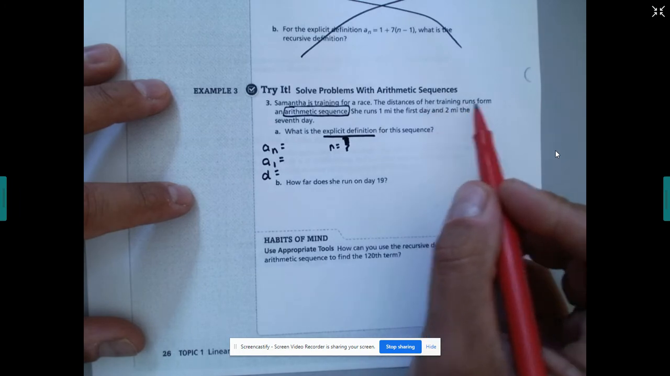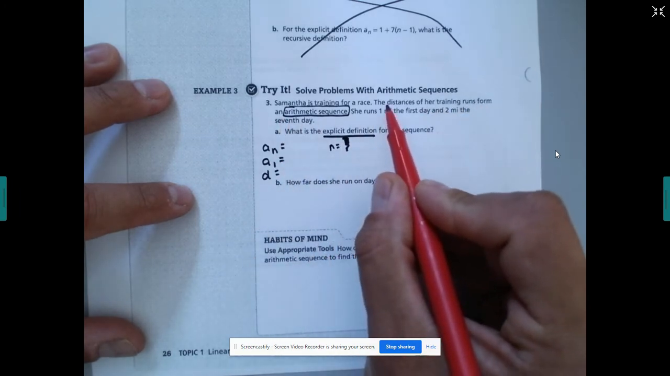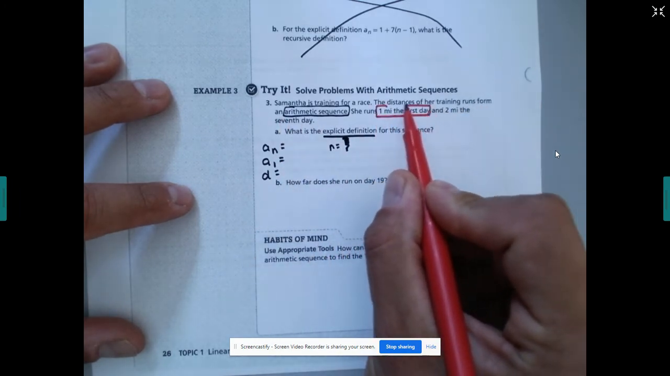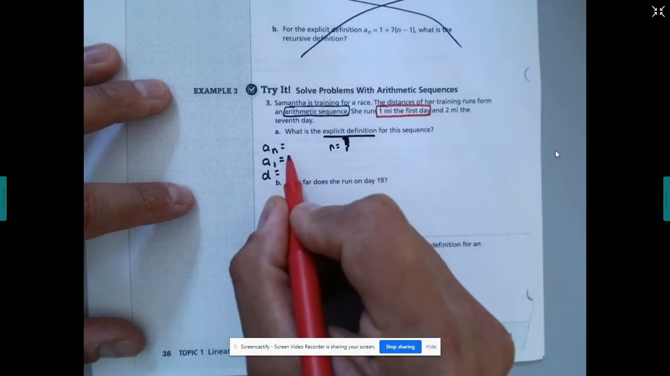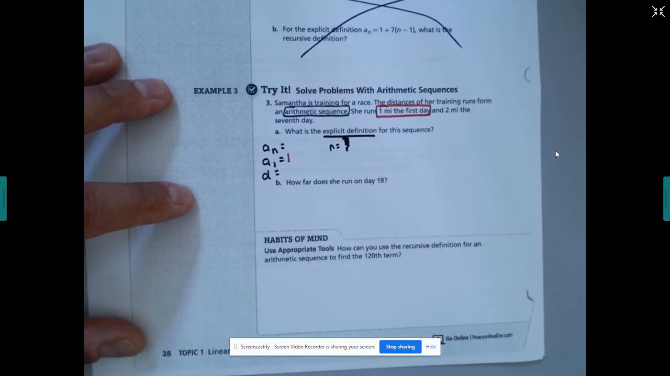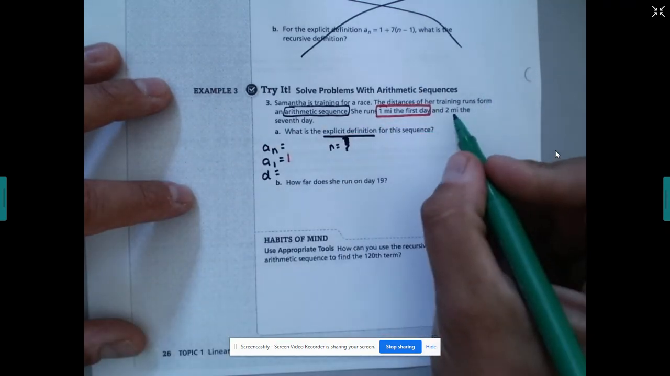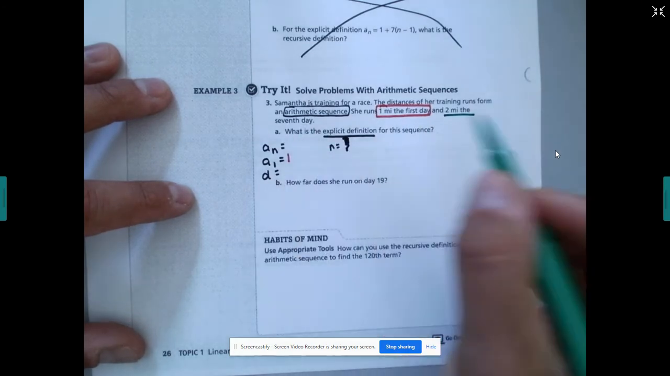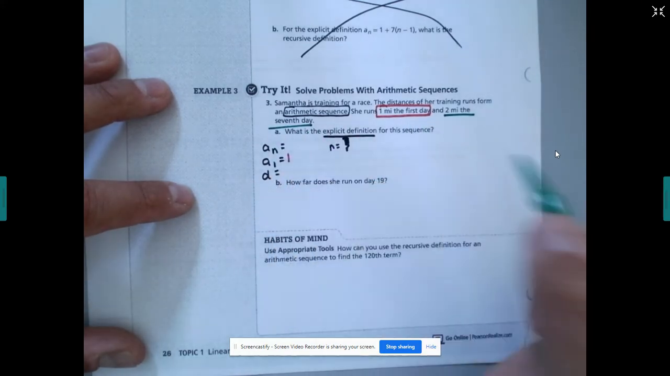The distances of her training runs form an arithmetic sequence. She runs 1 mile the first day. So A1 is 1. She runs 2 miles the 7th day. So that's the last day that we know she ran, right? We don't know if she ran any more yet, right? 2 miles on the 7th day.